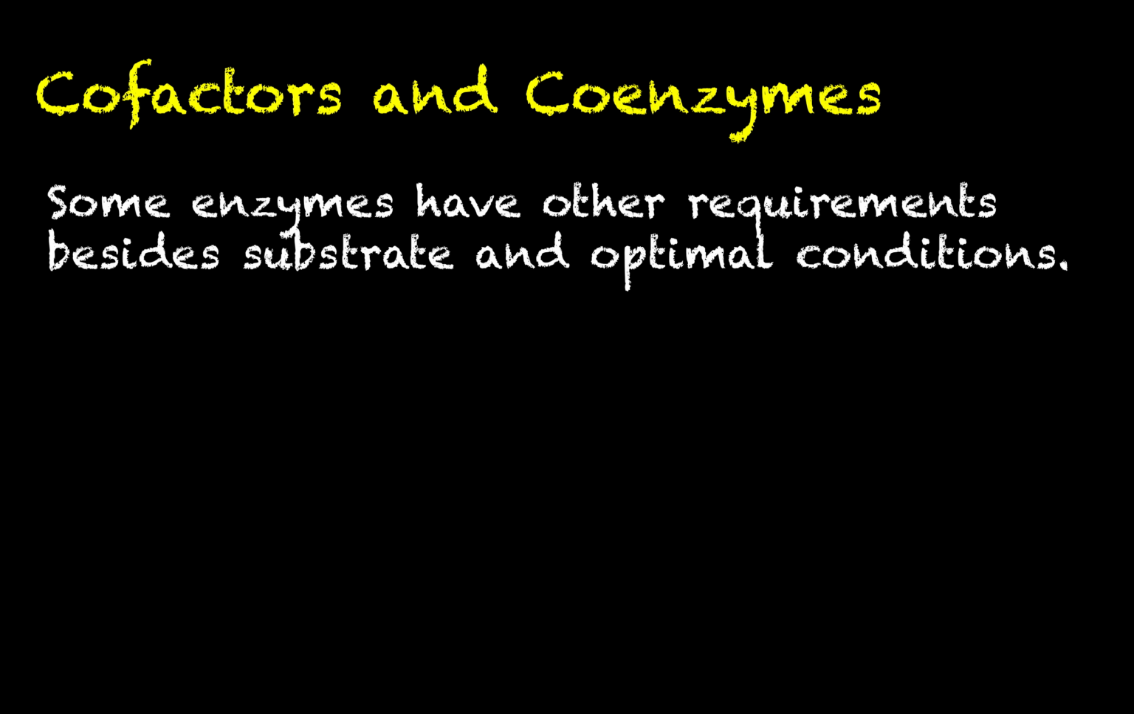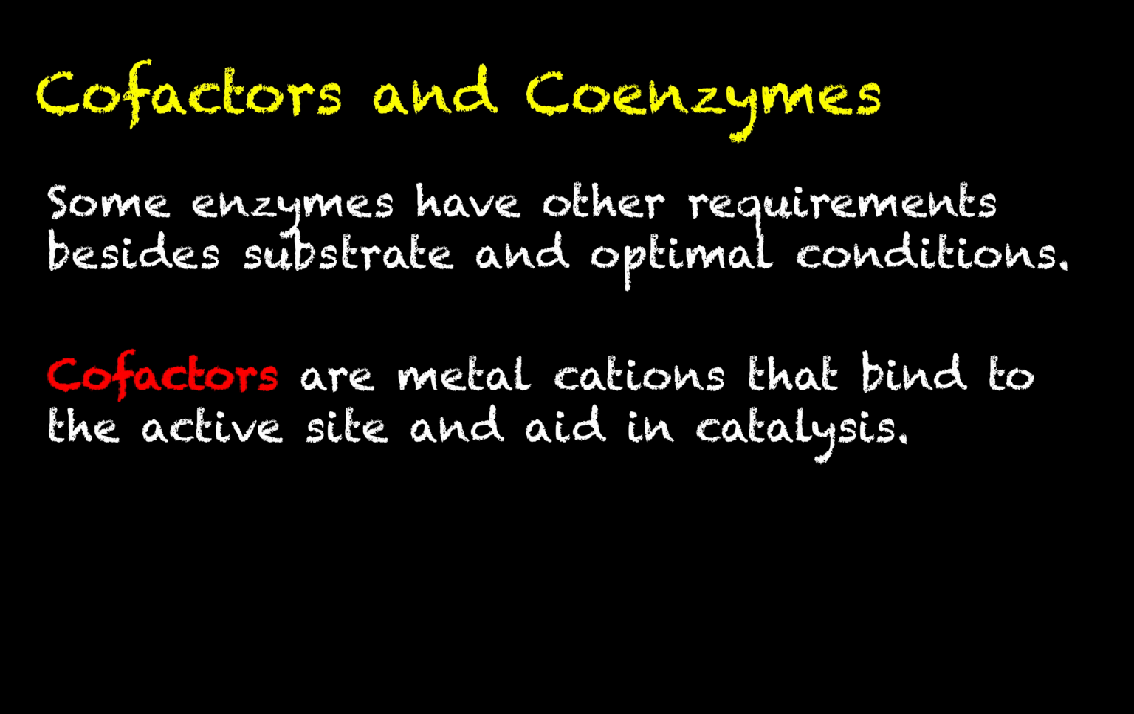Okay, and then the last thing I want to talk about is cofactors and coenzymes. We talked about both of these very briefly in our video on what humans need to survive. We talked about them as things you have to get from the diet. You don't necessarily get energy out of them, but they are necessary for some metabolic reactions to occur. So in the context of enzymes, some enzymes actually have other requirements besides substrate concentration, temperature, and pH, other optimal conditions like that. A cofactor is a metal cation or a positively charged ion that binds to the active site and helps to aid in catalysis.